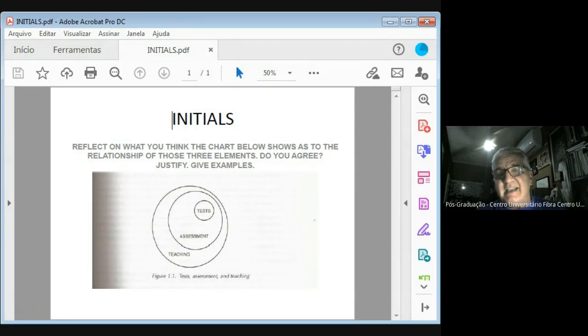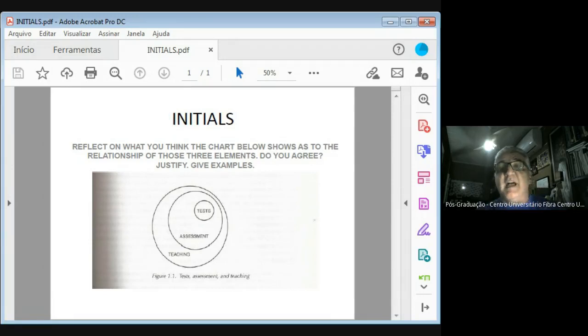So we can say that assessment, and this is what the circle shows, assessment comes before testing. Remember, what, when, why, and how. So if you don't have information about your students, if you don't collect this information about your students, you will not be able to have good evaluation.